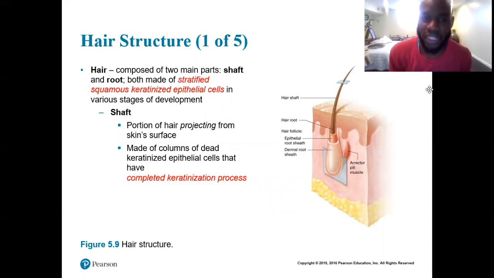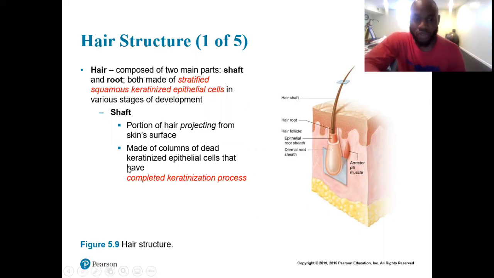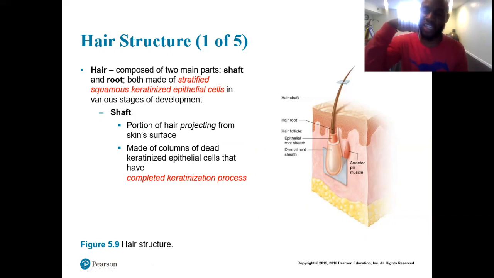Two main parts. You have a shaft and a root, which are both stratified, squamous, keratinized epithelial cells, very similar to the cells in your epidermis, which are in various stages of development. The shaft is the portion protruding from the skin surface, and those cells have already been completely keratinized. So just like the top layer of skin, stratum corneum, those cells are already completely dead. They've been completely filled with keratin. They're hard and dead. If I squeeze a piece of hair as hard as I can, it does not hurt.